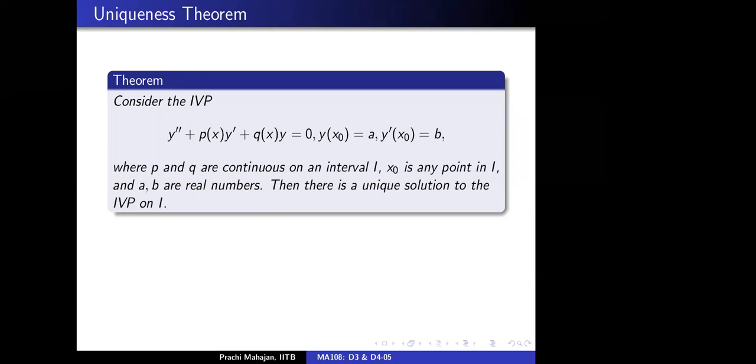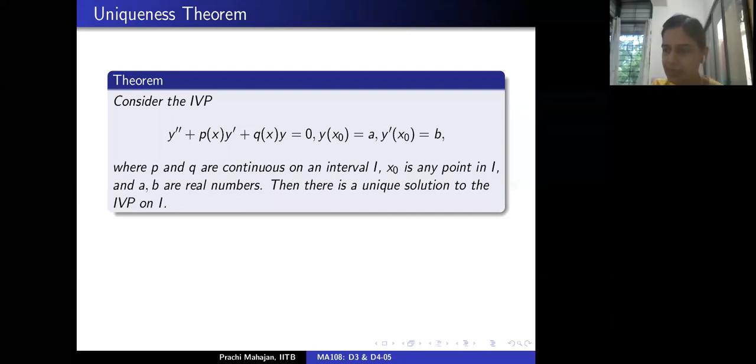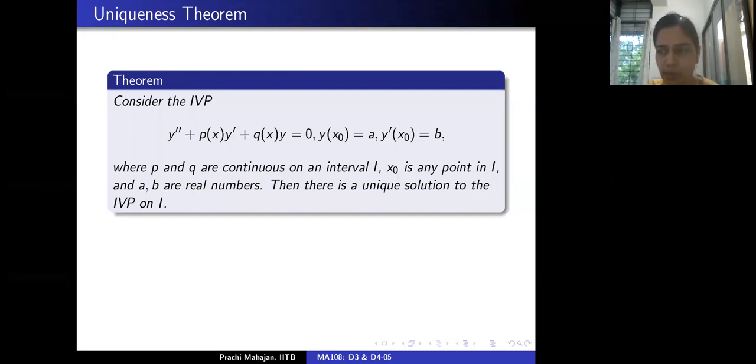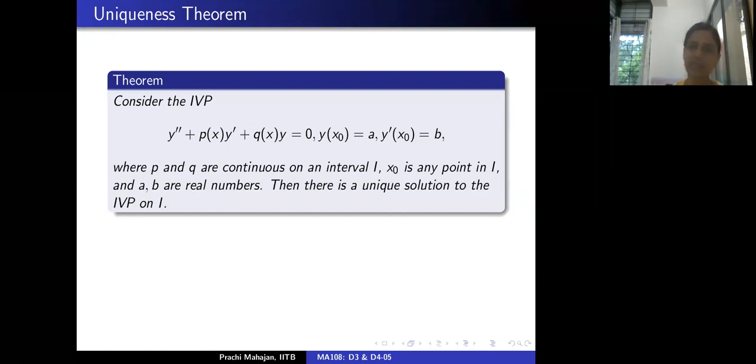Yeah. So we must understand, what is this theorem saying? There are many things. Yeah? First thing is that this initial value problem has a solution. That is, the solution exists. Second, the initial value problem has only one solution. That is, the solution is unique. And third, the solution is defined throughout the interval I. And what is this interval I? Interval I is where the coefficients p and q are continuous. Yeah. And the solution is at least twice differentiable there. Correct? Is that okay?